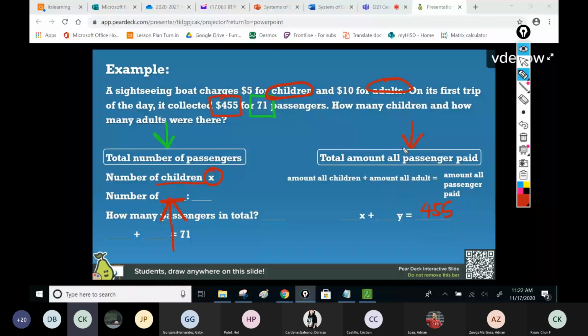Don't put a number right here. So number of adults, and we're going to set it up as y. We don't know how many adults, and since we don't know what number that is, I'm going to just put the letter y right here. There you go. Perfect. So the number of children, we know is x. The number of adults, we know is y. And then together, you have a total of 71 passengers. So that is your first equation. And then the second one looks good too.